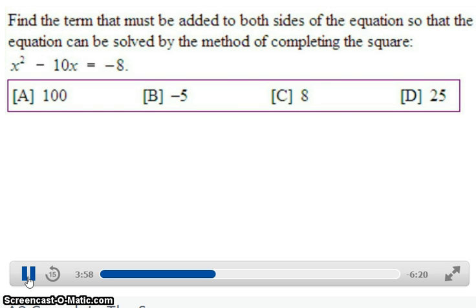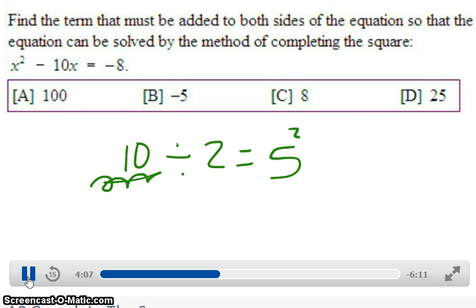Take the number in front of x squared. Don't worry about the sign. It's just 10. We always divide by 2. 10 divided by 2 is 5. We always square that. 5 squared is 25. So you're adding 25 to both sides.